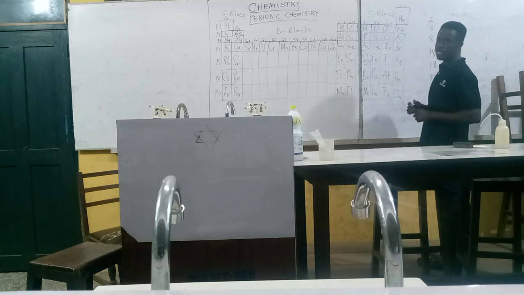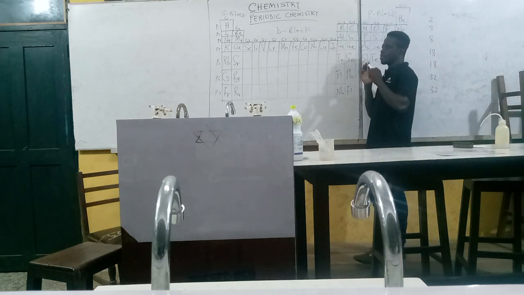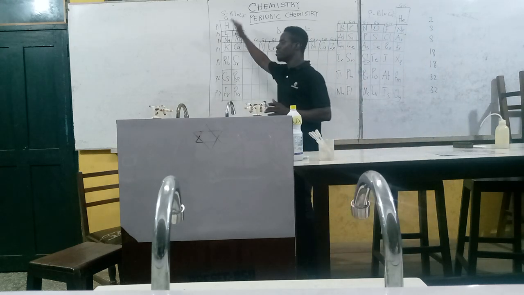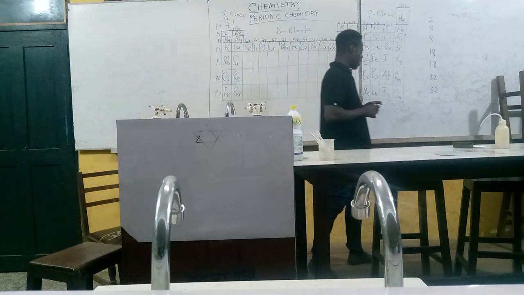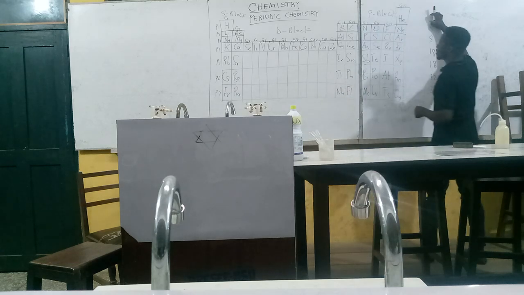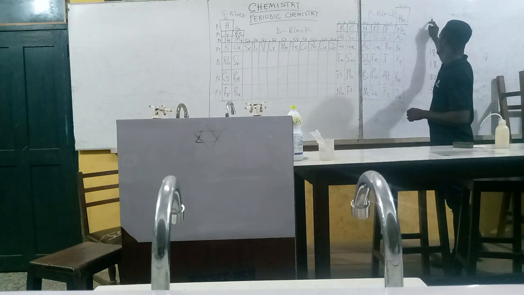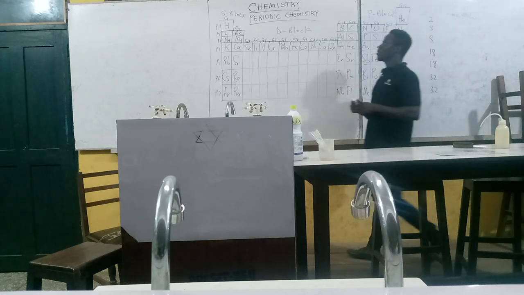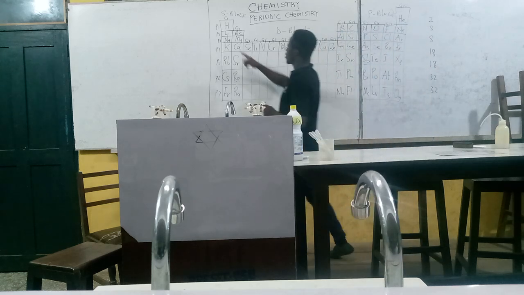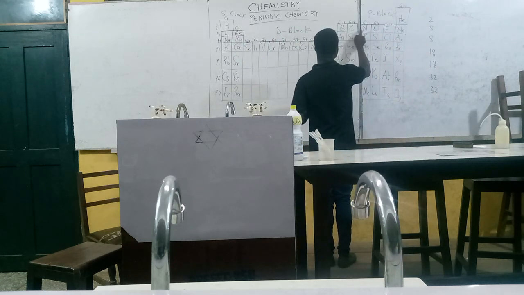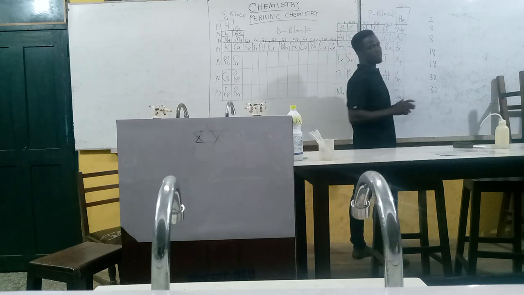So let's count: 1, 2, 3, 4, 5, 6, 7. We said that we have 7 periods. So these magic numbers, what do they imply? It simply implies that the first period has only 2 elements. What it implies is that the second period has 8 elements. You can see from here: 1, 2, 3, 4, 5, 6, 7, 8. So there are 8 elements there.